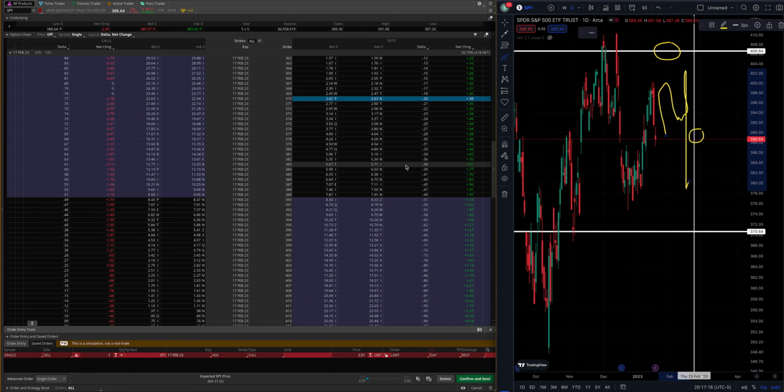And the same goes for the put side. If you sell that put down here at 370, well, wherever the market trades in between now and your expiration, which is the 23rd, you'll keep that full credit, which is 262.